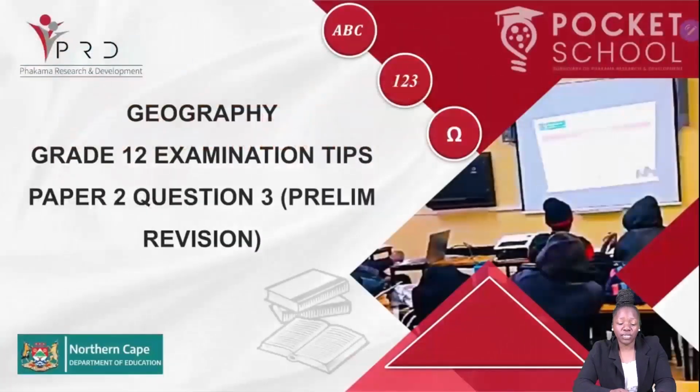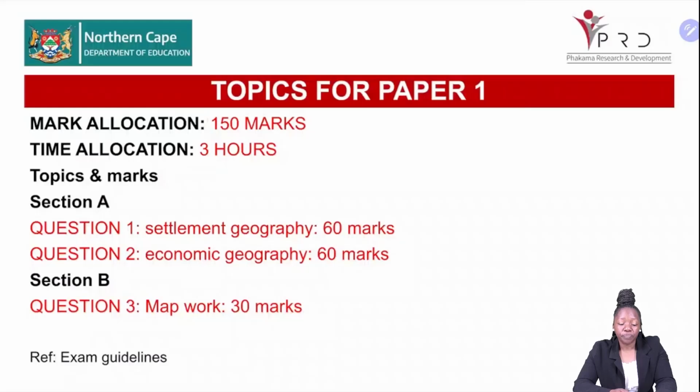But before we start again with our lesson, I just want us to go through the examination tips based on our paper 2. So paper 2 is also allocated 150 marks, just like your paper 1. And also the time allocation is 3 hours. In that 3 hours, again, you will have the 2 sections, which are your section A and your section B.